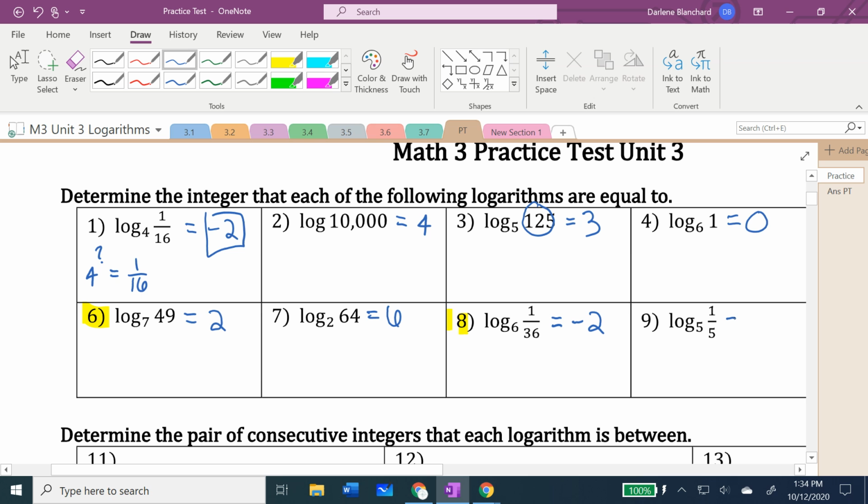And then last, number 5, if you have the reciprocal of your base, then the exponent is -1 to make that reciprocal.